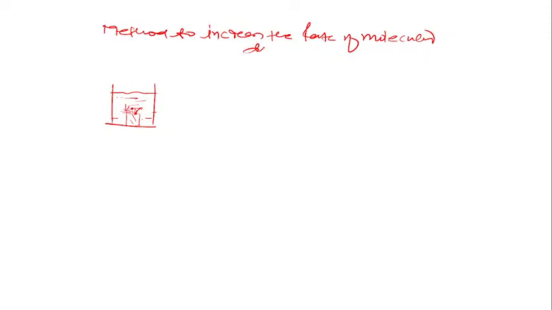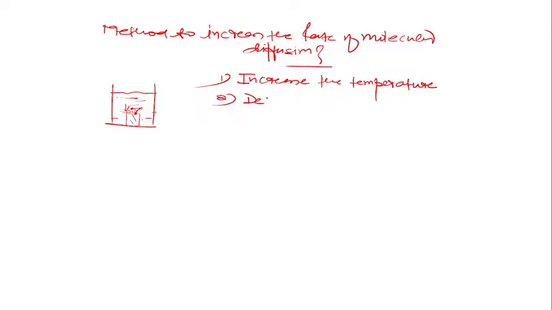The question is, how can I increase the rate of molecular diffusion or molecular mass transfer? Methods to increase it: there are two ways. One way, increase the temperature. And the second one is decrease the pressure.